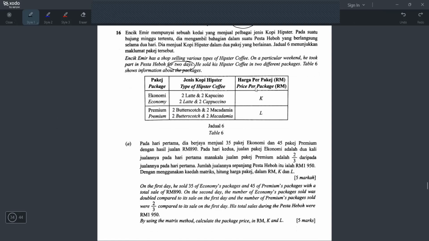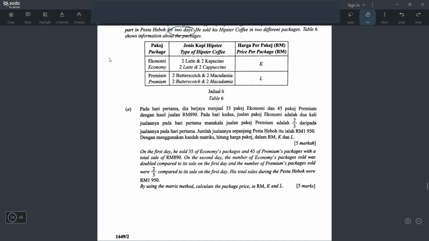And then the price per package is RMK, RML. It means they don't want to give you the K and L. They don't want to tell you the price per package. And I'm sure they will ask you to find this later, right? Okay, so far I think nothing important.